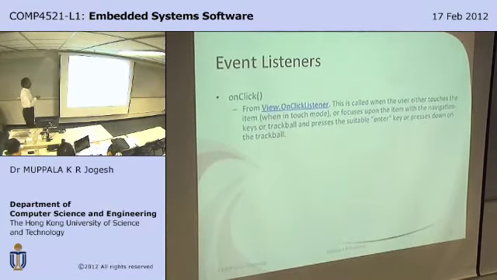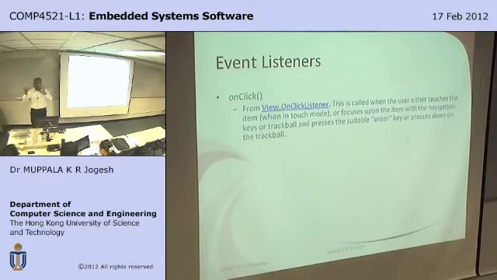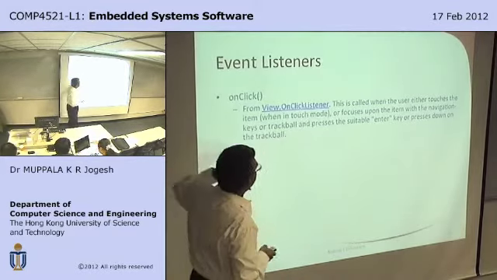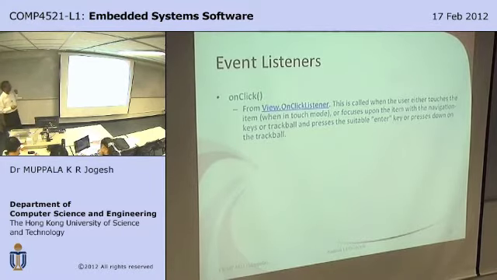Okay. Now, if you have a view, all of you know what a view is, right? From the previous discussion, a view is some widget that you put on the screen, that you make use of. Any view object that you put on the screen can have a corresponding listener attached to it. Okay. So on click, this particular method will be invoked if the user touches the item when in touch mode or focuses upon the item with the navigation key or trackball and presses the suitable enter key.